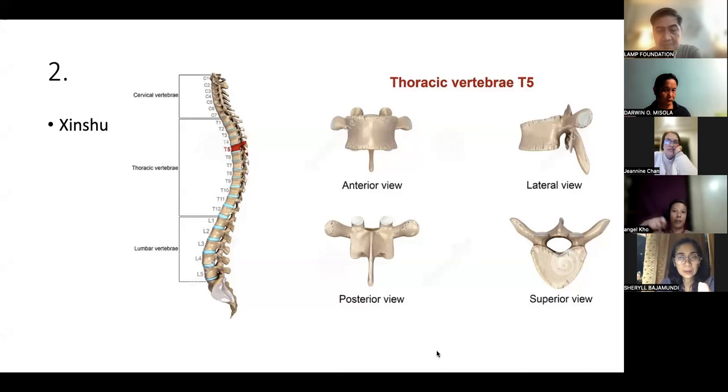You said earlier that Bladder 15 is located 1.5 tsun. So how many fingers would that be? Okay. 1.5 tsun is this, two fingers, the index and the middle finger. Okay. So first you need to know where T5 is located. How many bones are there in the thoracic vertebra? 12. 12 po, Doc. So where is the middle?